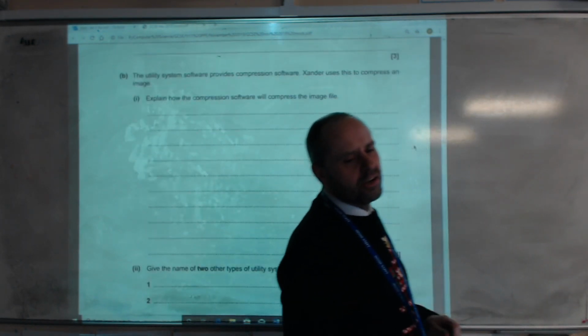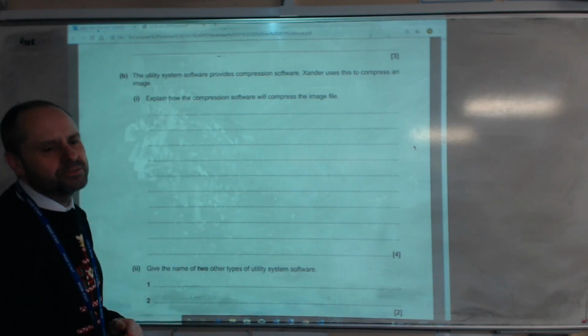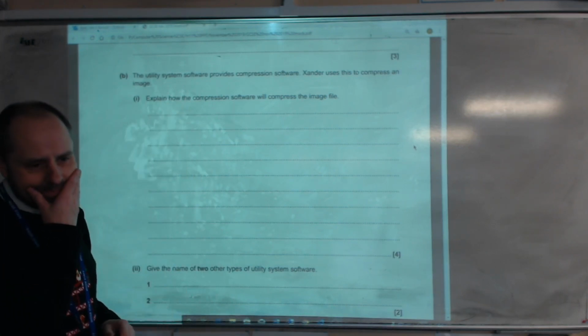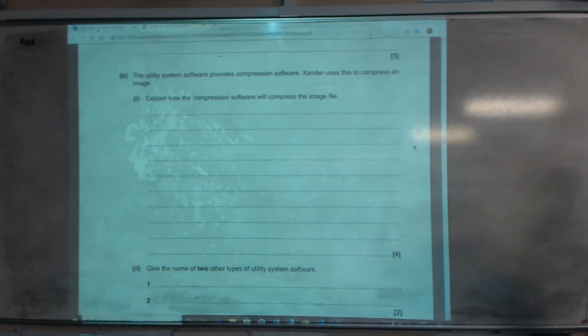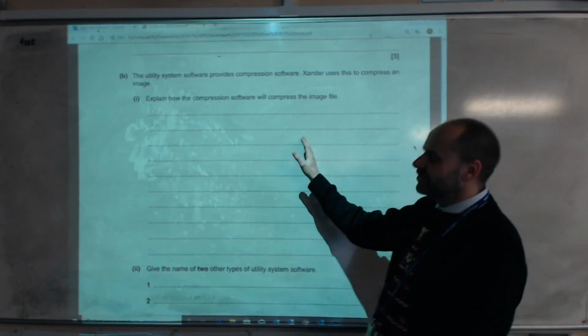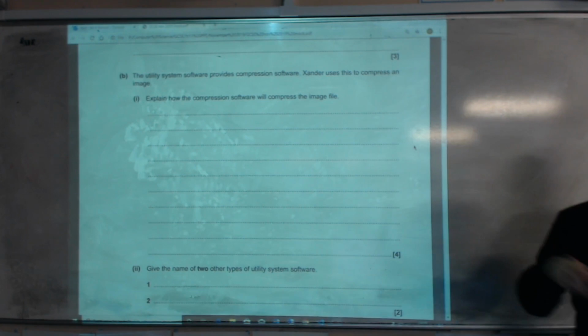Right, and then we had compression. And this guy's messing about with images. And it said, and the key word, explain, and then immediately following, how. So they want to know how. So you have to talk about what methods you could use to compress.